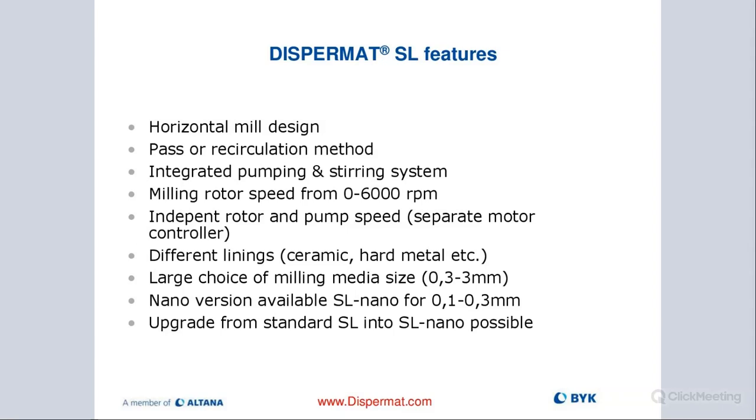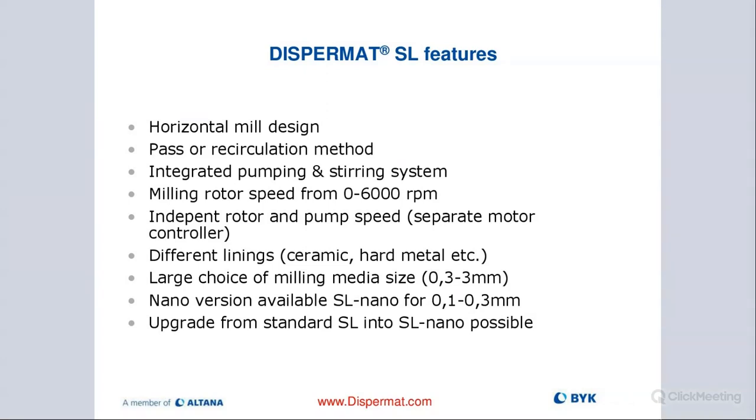The SL or RS, which is the manufacturing scale, is a horizontal medium mill. Again, pass through or circulation mode. The integrated pumping and steering system is unique. We also have the ability to go up to 6,000 RPM, which will get us exactly to 10 to 16 meters per second of rotor speed. We can independently control our milling rotor from our pumping speed.